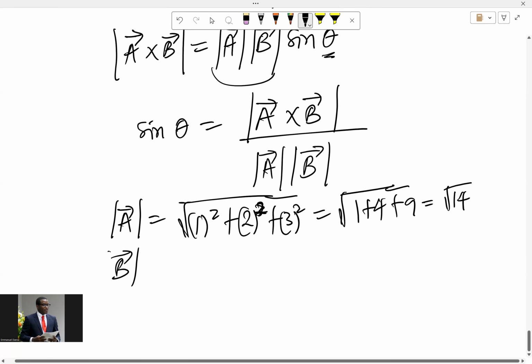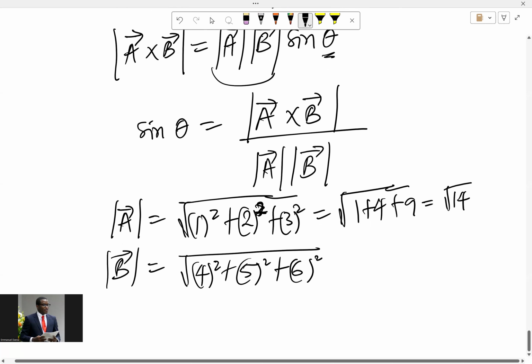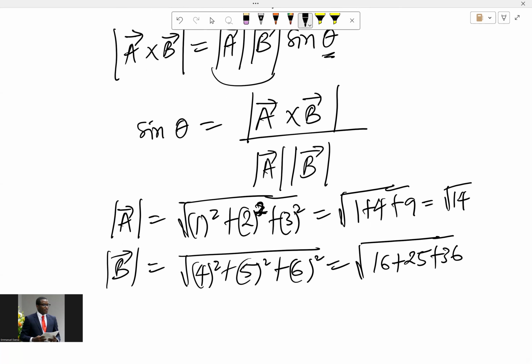The magnitude of B, B is 4, 5, 6. That's the square root of 4 squared plus 5 squared plus 6 squared. 4 squared is 16, 5 squared is 25, 6 squared is 36. So 16 plus 25 is 41, and 41 plus 36 is 77. So we have root 77.